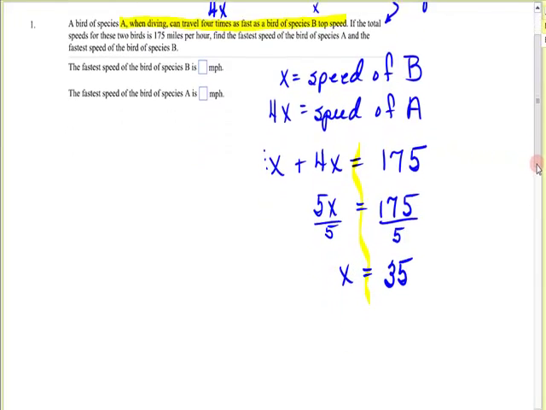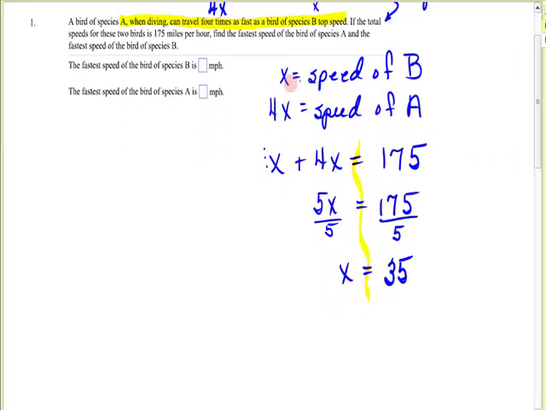What did I just find? X is 35. X is the speed of a bird of species B. How do I find the speed of a bird of species A? Well, it's 4 times as much. This is what I did at the very end of each one of these. So I'm going to look for 4x. Well, x is 35, so it's 4 times 35, which is 140. And that will be the speed of A. That's quite a bit faster.